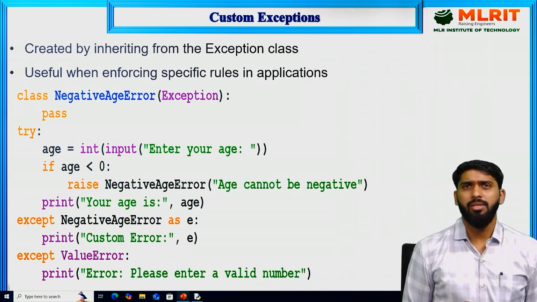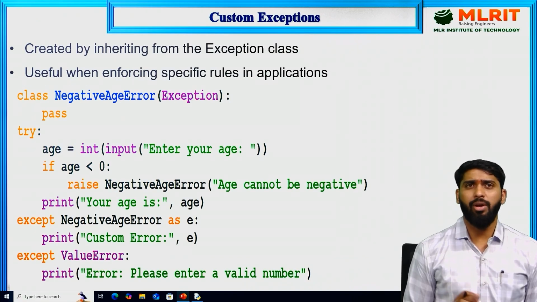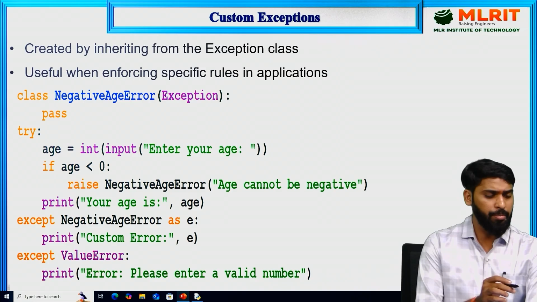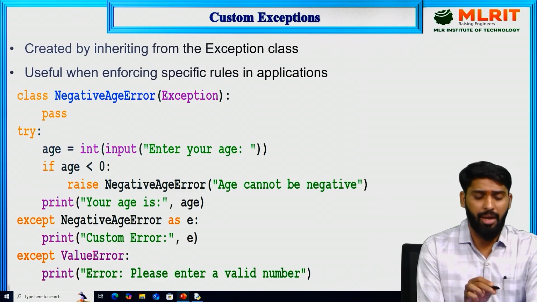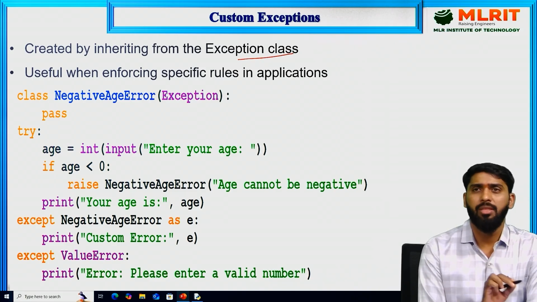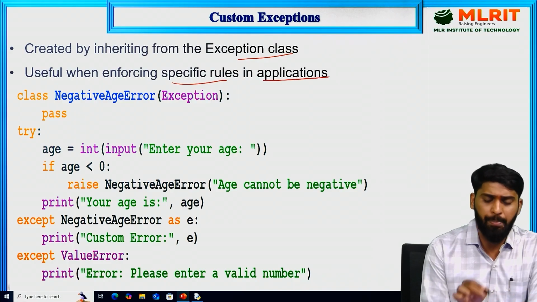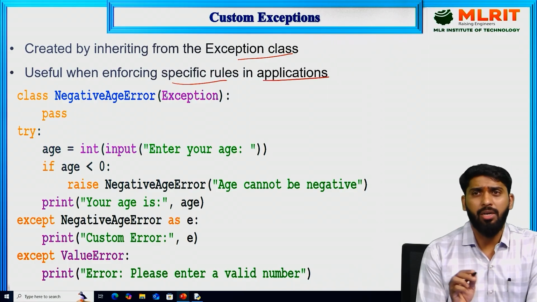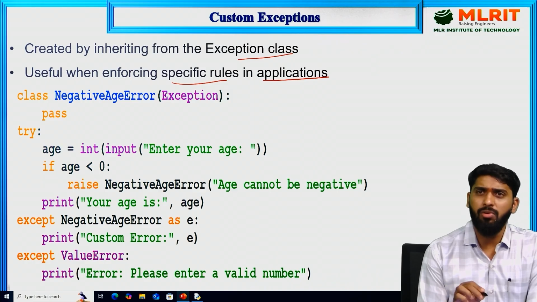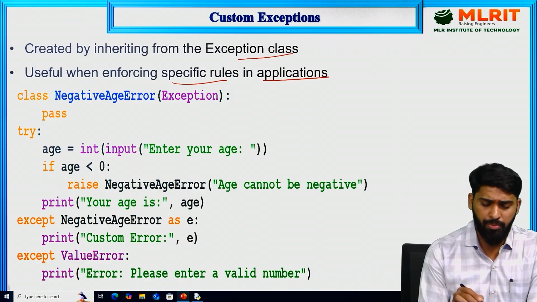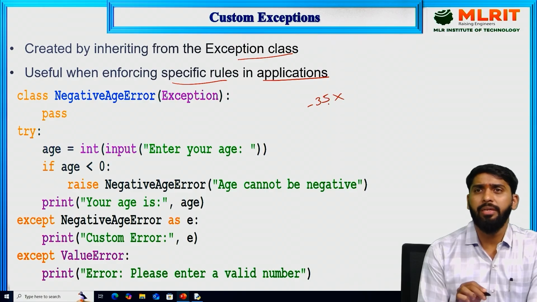So now we see custom exceptions, user defined exceptions. They are created by inheriting from the Exception class. There is an Exception class in Python. That class we are going to inherit into our custom exception. It is useful when enforcing specific rules in an application. For example, if I ask your age, you can give a positive number only. Instead of a positive number, if you give -35, then it is treated as an error.